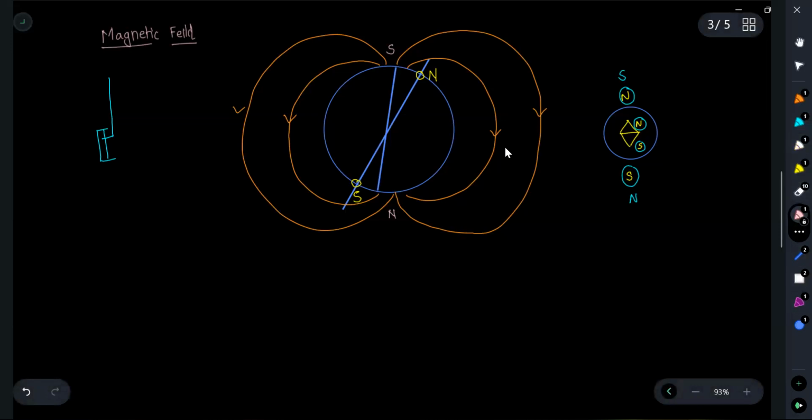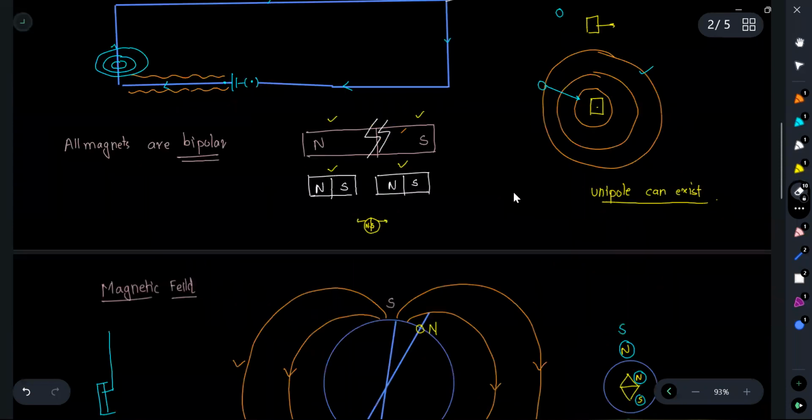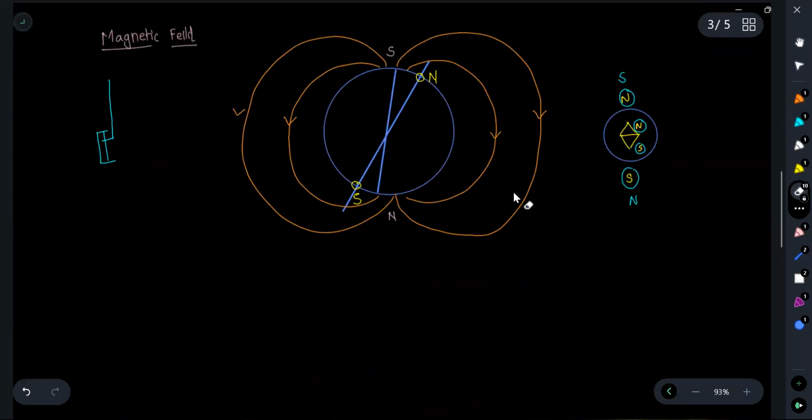Okay, let's see the different types. Or do you want to note this down? Do note this down. Let's study about the magnetic field lines now. So let's see the two types of magnet.